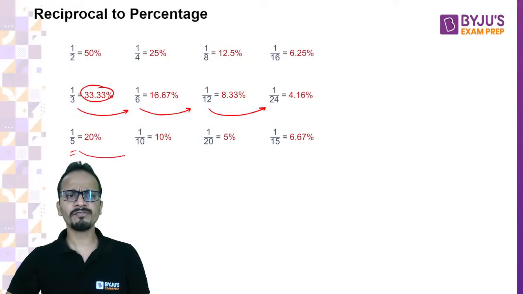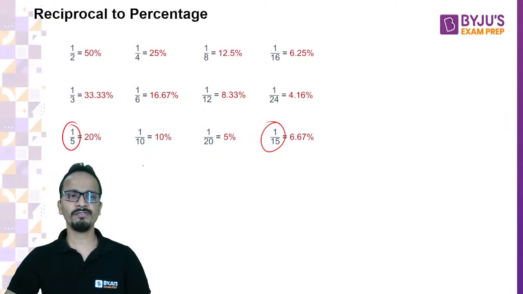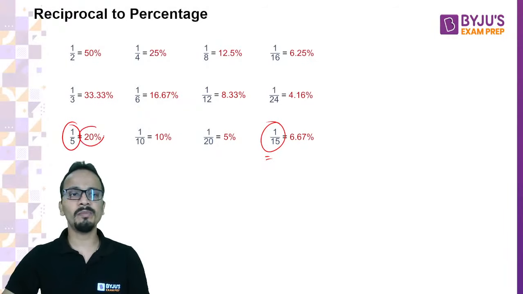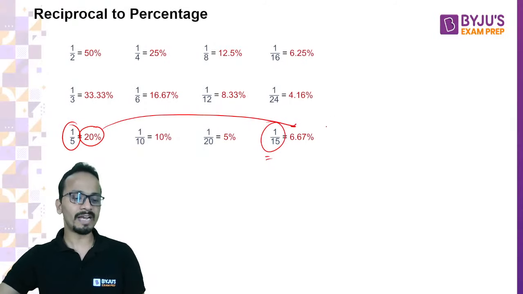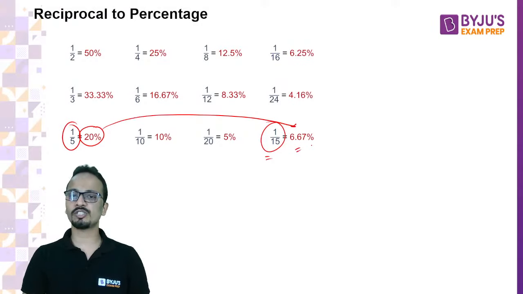Now, likewise, I have done it in the next line. So 1 by 5 is 20%, 1 by 10 will be 10%, and 1 by 20 will be 5%. All right. Now, to determine the equivalent for 1 by 15, I start from 1 by 5. Instead of dividing it by 2, I will divide it by 3. So 1 by 5 divided by 3 will be 1 by 15, of course, and its equivalent will be 20% divided by 3. Divide 20 by 3. This is a very simple task. 20 divided by 3 will be equal to 6.67.